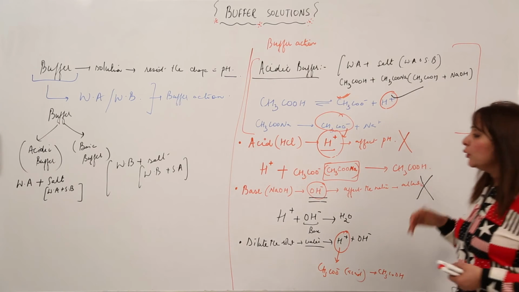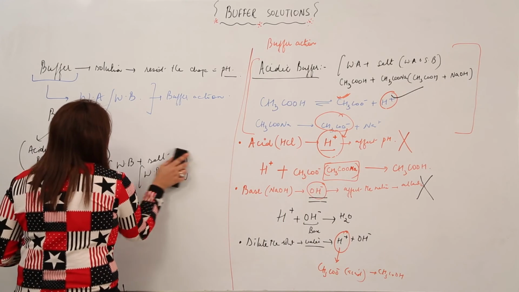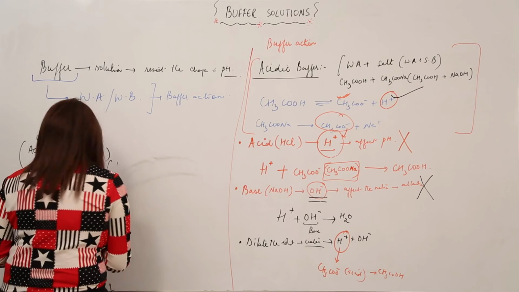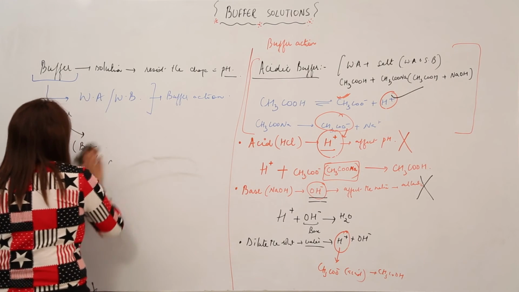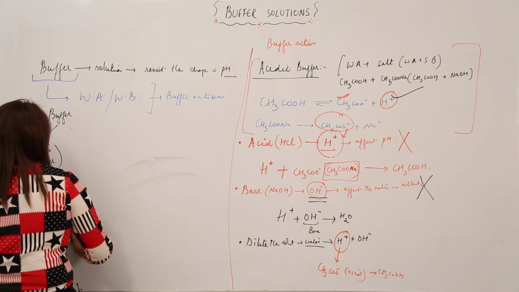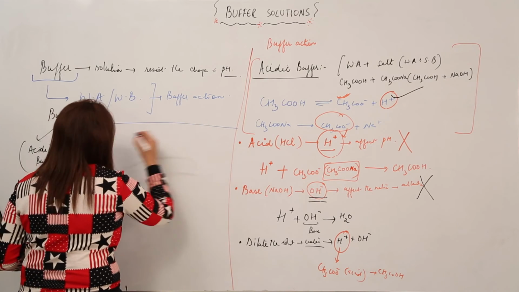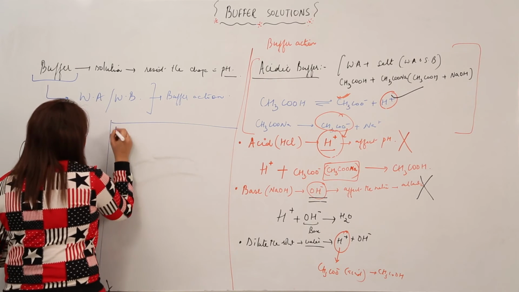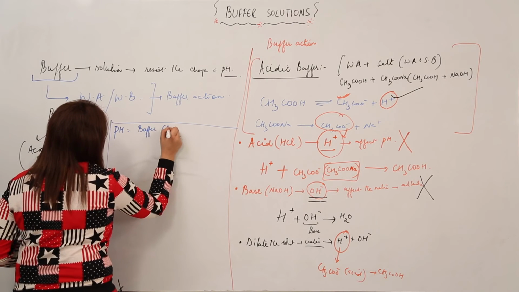So now what I want to explain next is what affects the pH. Like for the acidic buffer, what is the effect on the pH? So I am just going to show you the pH of the buffer solution, that is, the acidic buffer.